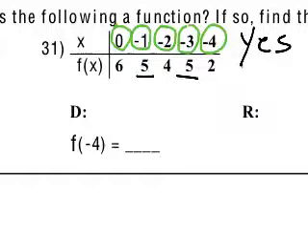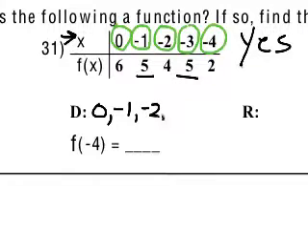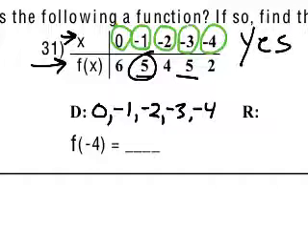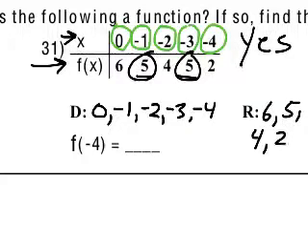The domain is the x values. So we just copy down the x values. Everything in here: 0, -1, -2, -3, -4. Okay, and then the range, that's the y values. Now we don't have to repeat the 5. I mean, we can. Not going to get it wrong if we repeat the 5. And we could put it in order of least to greatest, but I'm not going to. I'm going to put 6, 5, 4, and 2. I don't have to repeat the 5.